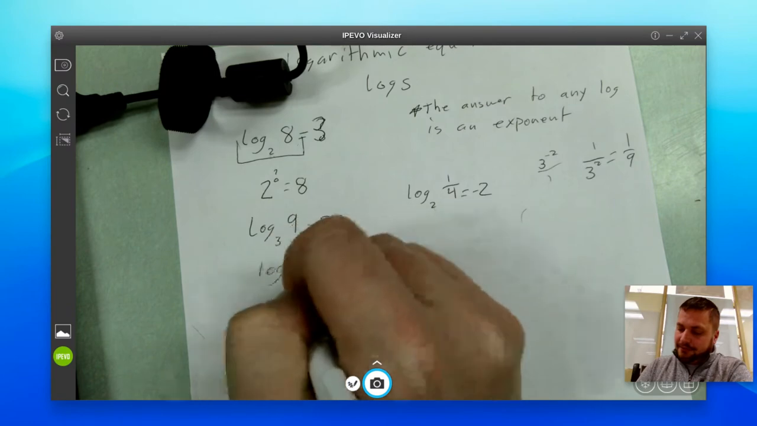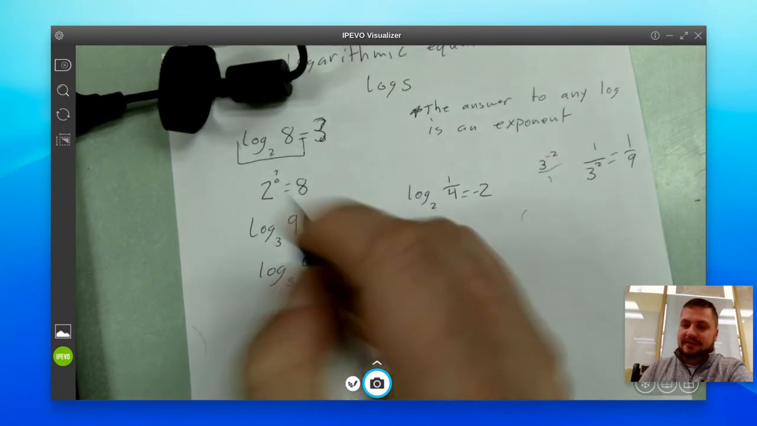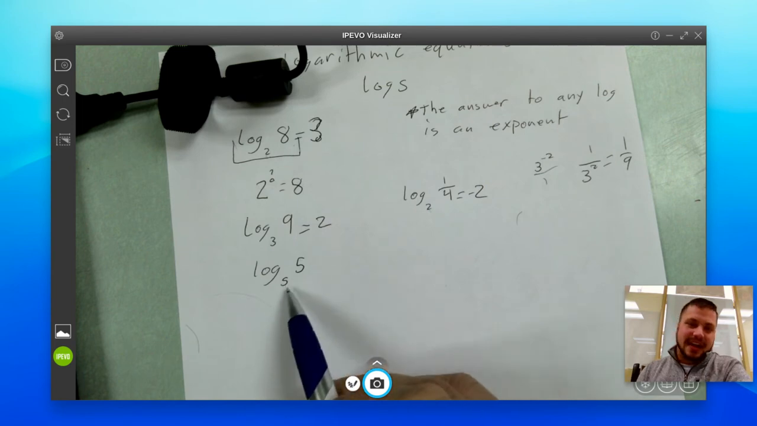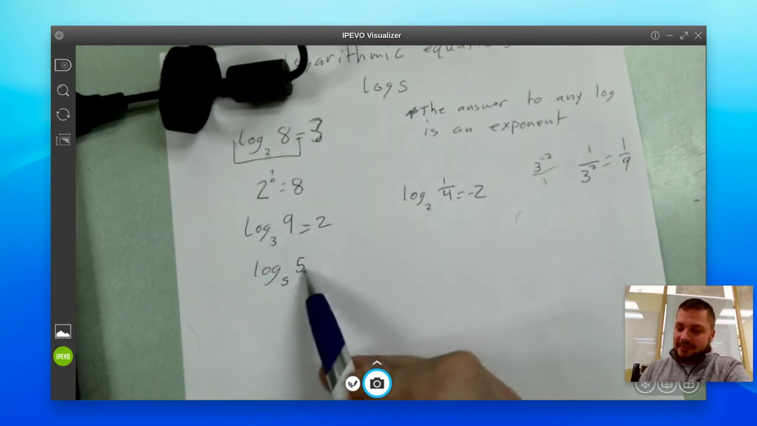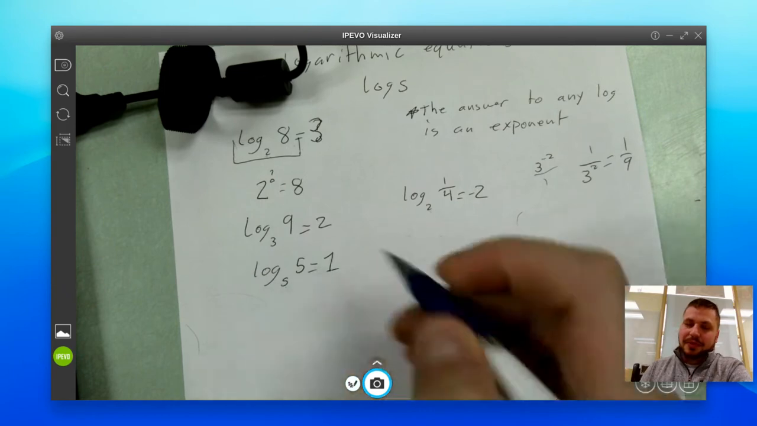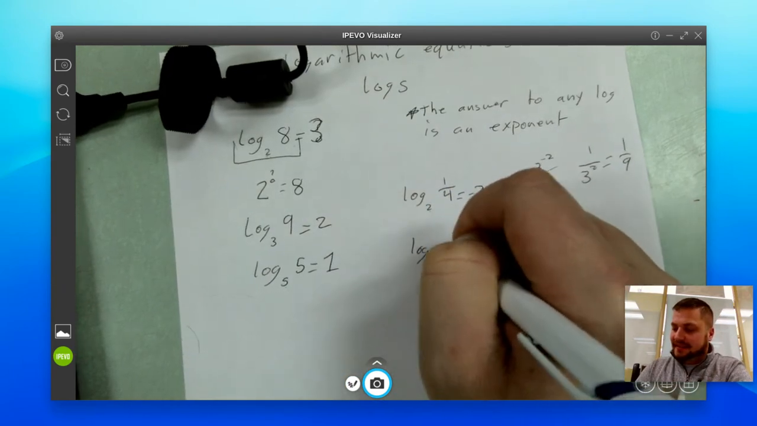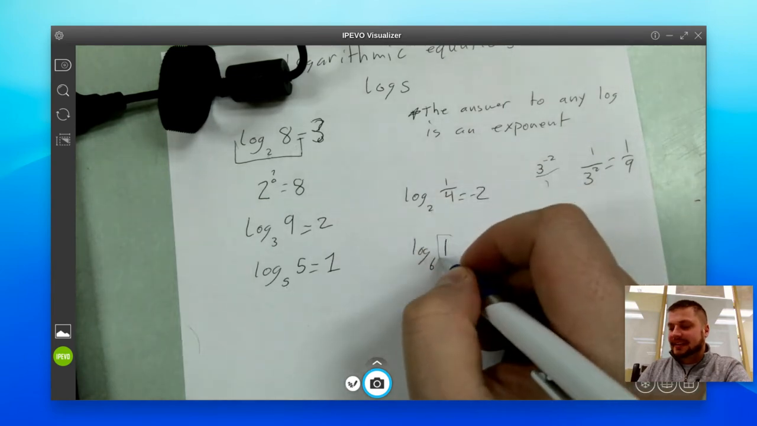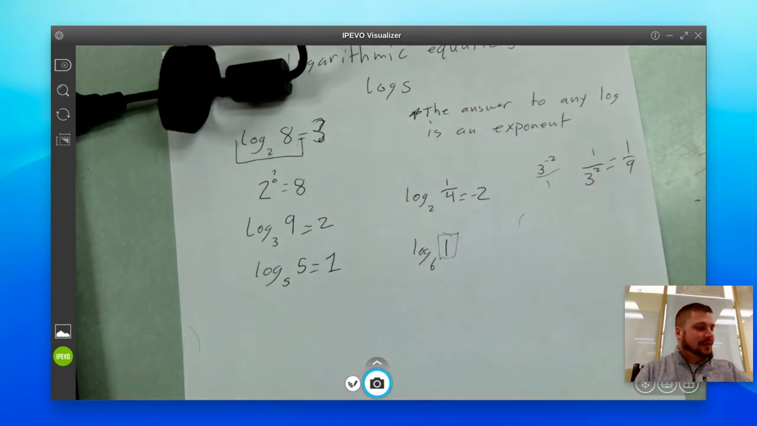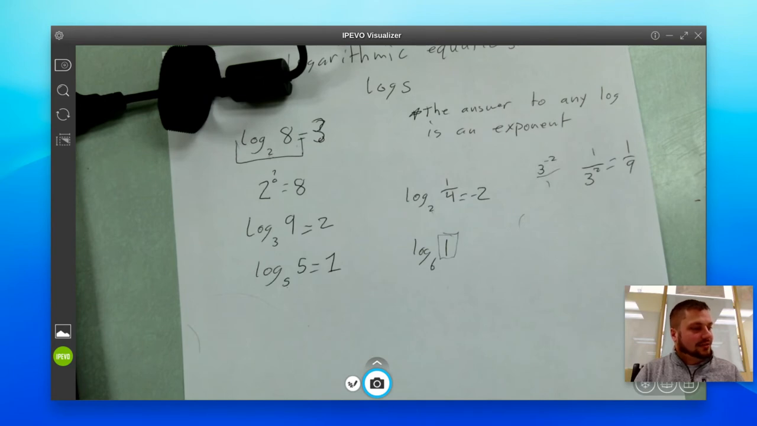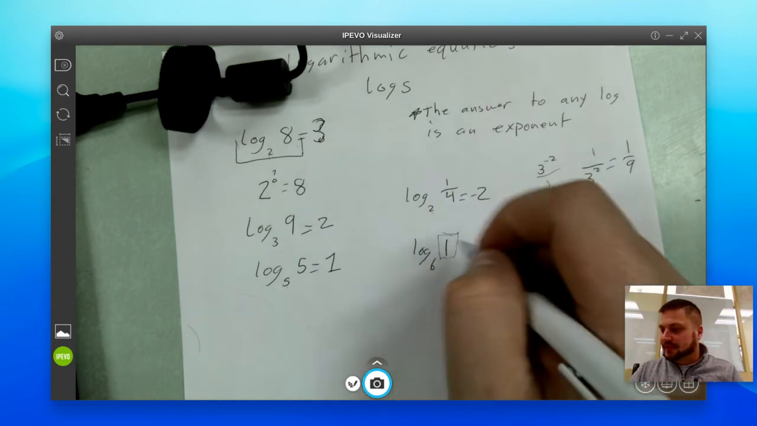How about log base 5 of 5, or log base any number of itself? The exponent that allows any number to stay at itself, of course, is 1. How about log base 6 of 1, or anything where this is a 1? What exponent turns any base into a 1? That would be 0.